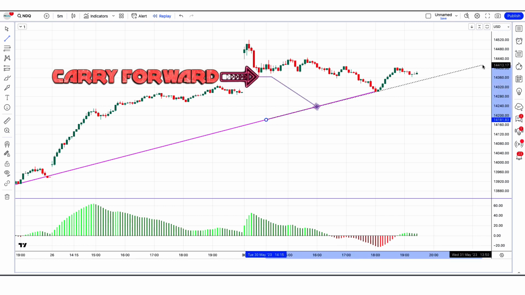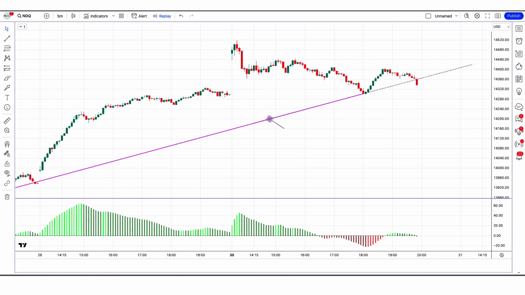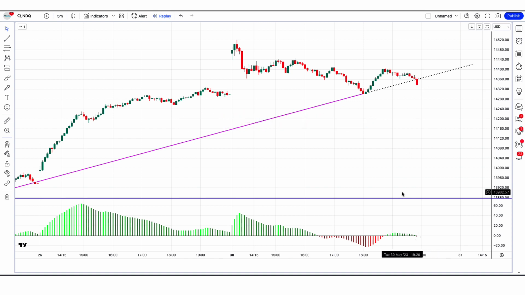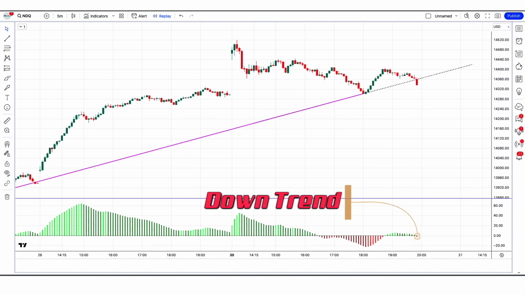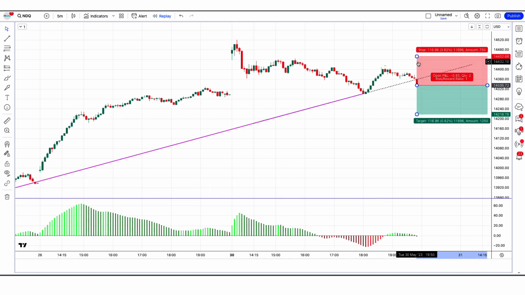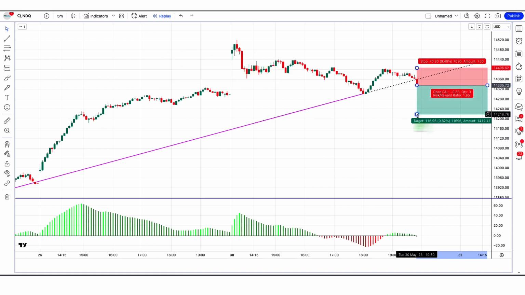We have to carry forward the lower low trend line firstly. When the market completely breaks out below the trend line, when the market forms a bearish candle, and when the MACD 4 color indicator shows a downtrend, if this condition is fulfilled, then we will place a sell order. Our stop loss will be placed at the current market high, and the risk to reward ratio will be 1:1.5.